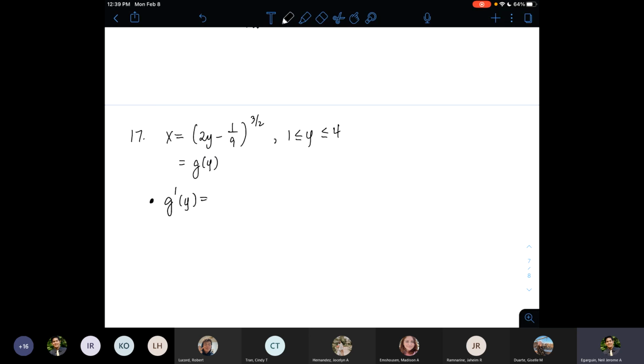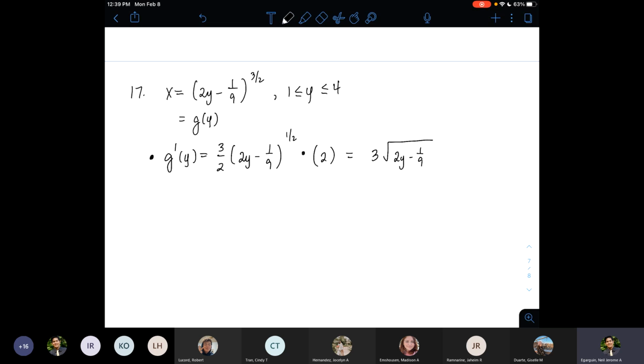So you go back to Cal 1. You need to apply the chain rule, the product rule, the quotient rule, and all of the rules we learned there. So here, g prime is going to be 3 halves times (2y minus 1/9) raised to the 1 half, times the derivative of the inside. Again, this is the chain rule. The derivative of the inside is just 2. So this simplifies to 3 square root of (2y minus 1/9).